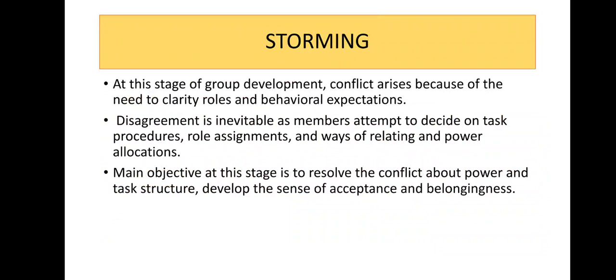Disagreement is inevitable as members attempt to decide on task procedures, role assignments, and the ways of relating and power allocation. So this is a stage where there will be more disagreement. The group is formed in the previous stage, and here it is the settlement of what they are going to do between the members. They try to see what the task procedure is.